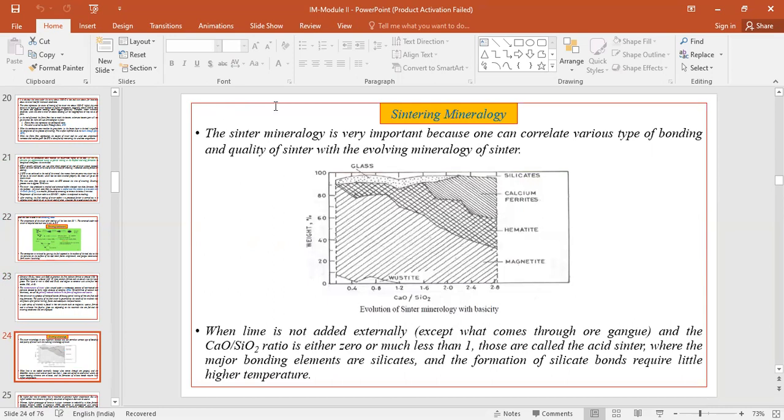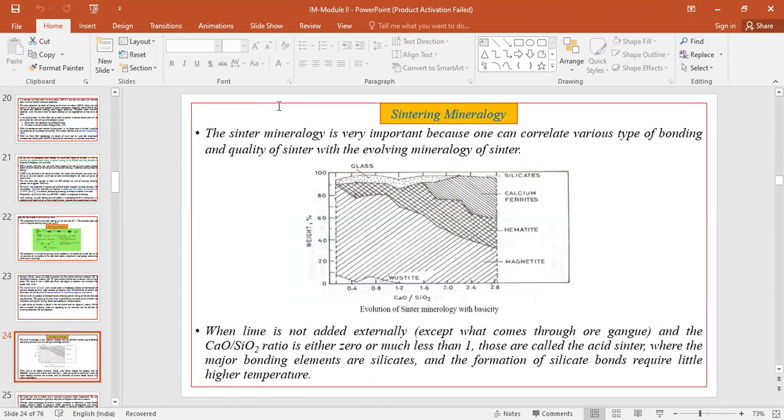And the sinter mineralogy. During the sintering process, how the phase transformations take place with respect to the amount of fluxes we add during sintering. This is very important because one can correlate various types of bondings and the quality of the sinter with the evolving mineralogy of the sinter.